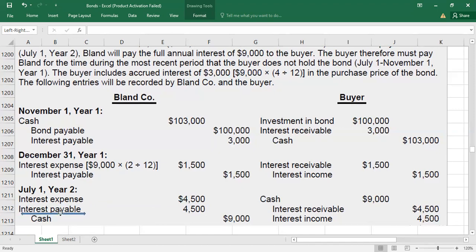And then you will make interest payable debit. Interest payable, how? Because we have interest payable credit here with 3,000, and you also have interest payable accrued at the end of the period, which is 1,500. So total is 4,500. You will make debit interest payable with 4,500, and credit will go to cash, because on July 1 we will pay the interest to the investor, which is 9,000. This is how the borrower will account for it.